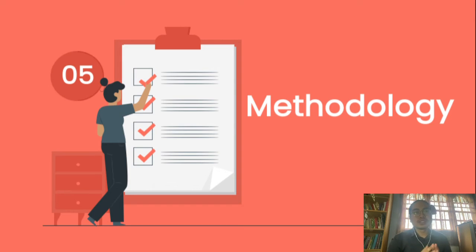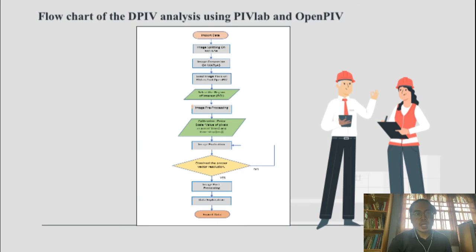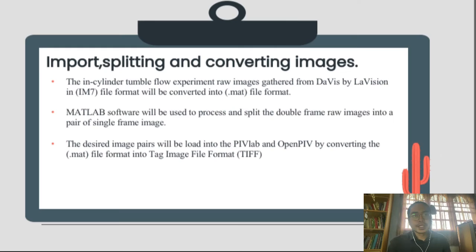Now I will proceed with this presentation with the project methodology. As you can see, this is the flowchart of the particle image velocimetry analysis. Initially, the in-cylinder tumble flow experiment and the synthetic image generation developed the raw images in double frame.